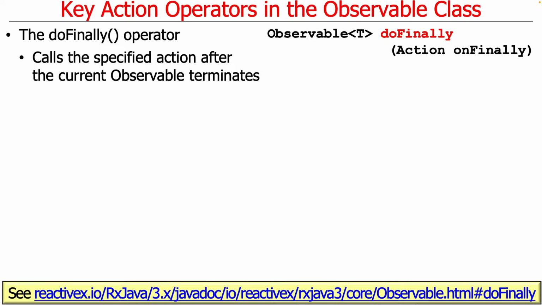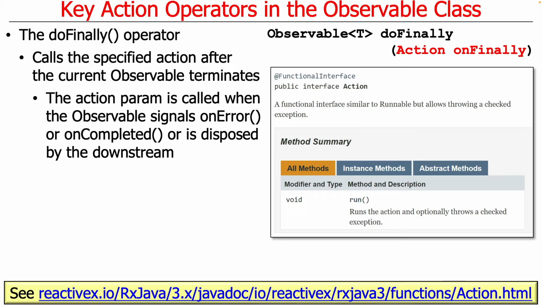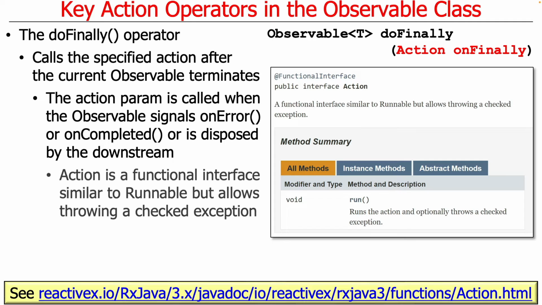And this is actually a very useful operator. It calls the specified action after the current observable terminates. So once the whole series of events have been pushed through from publisher to the subscriber or subscribers and everything's done, the doFinally operator gets called. You can think of it a little bit like a destructor, if you will. It often plays a role similar to a destructor. The action parameter here is called when the observable signals on error or on completed, or is disposed of later, so when it goes away, basically.